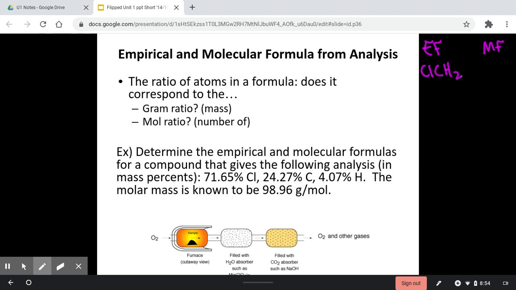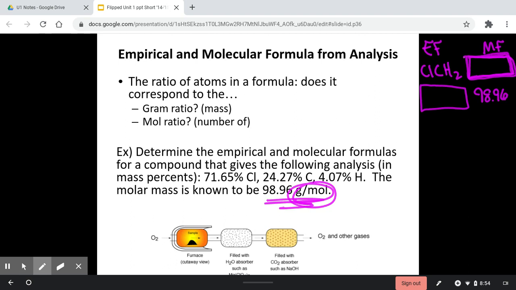Okay, so we have empirical formula and molecular formula. Now, it's helpful if we take into account what we have. We know the empirical formula, ClCH2. We just found that. We don't know our molecular formula. We do not know how much our empirical formula weighs, but we are given information about our molecular formula's weight, 98.96 grams per mole. Okay, so we need to figure out these two pieces of information. Now, the molecular formula itself is what we're going for. This is going to be our answer.